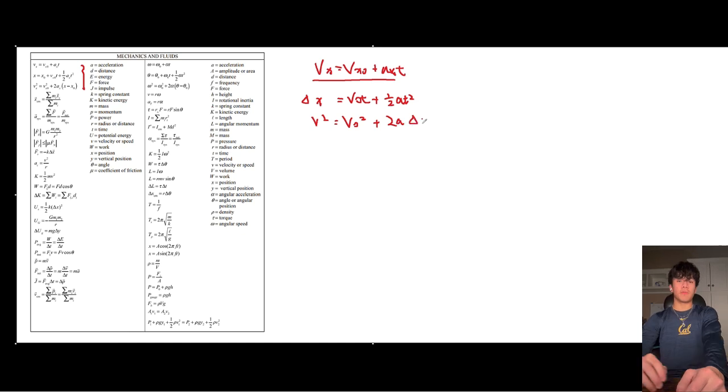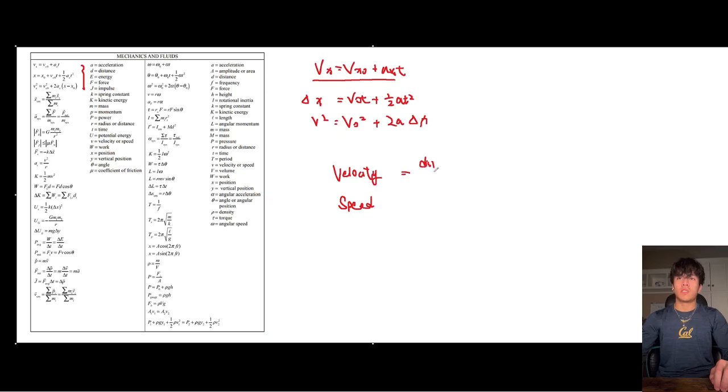Before I explain the equations, let's talk about what the variables are. What is v? v is velocity. Some people confuse velocity with speed. We have velocity and we have speed. Velocity is displacement over time.